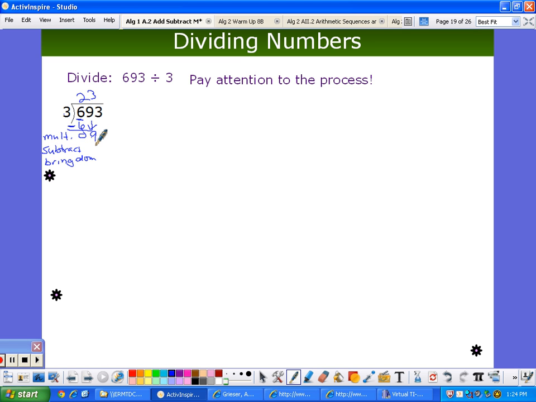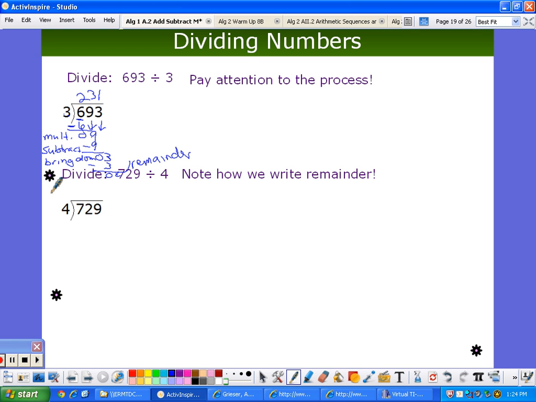Multiply. 3 times 3 is 9. Subtract. Getting a 0, bring down a 3. 3 times what is 3? 1. Then I multiply, I get 3, I subtract. I get 0, and that's my remainder, right? So 0 remainder. If I want to go backwards to make sure it's correct, I can do 231 times 3. If I get 693, I know I've done it right. Let's try a different one.